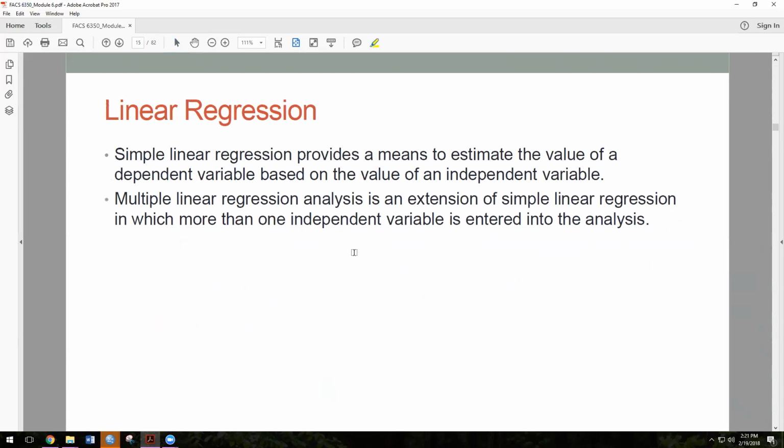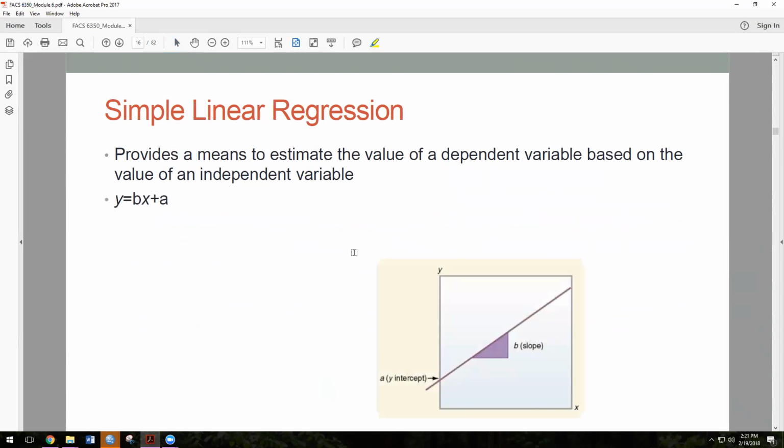Multiple linear regression is an extension of simple linear, and it gives you multiple independent variables to predict your outcome. So at the end of the day, the thing that you have to remember about simple linear regression is this: y equals bx plus a, because that is really the key of the line. That's the equation for a line.